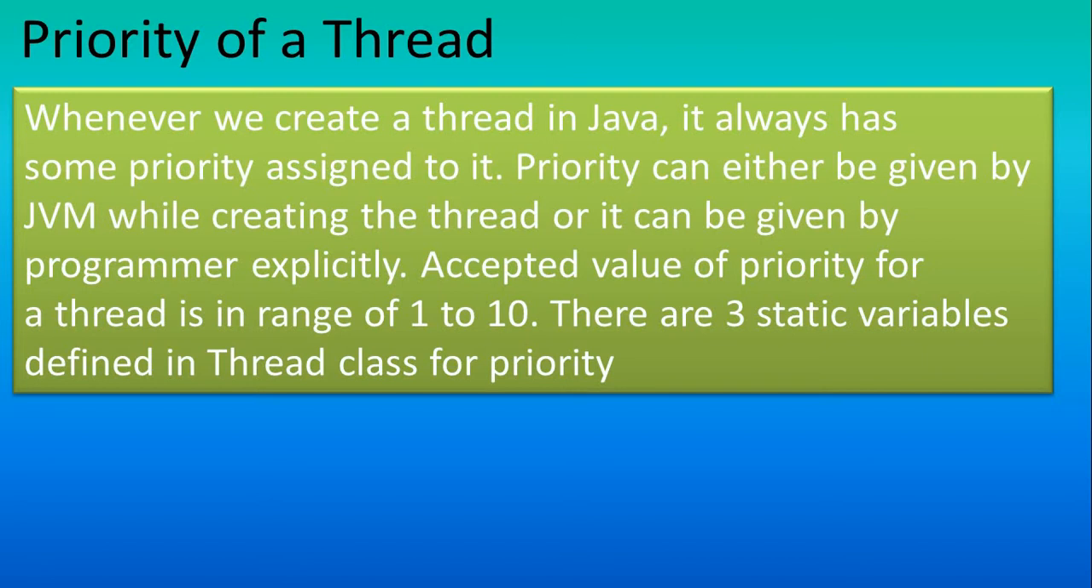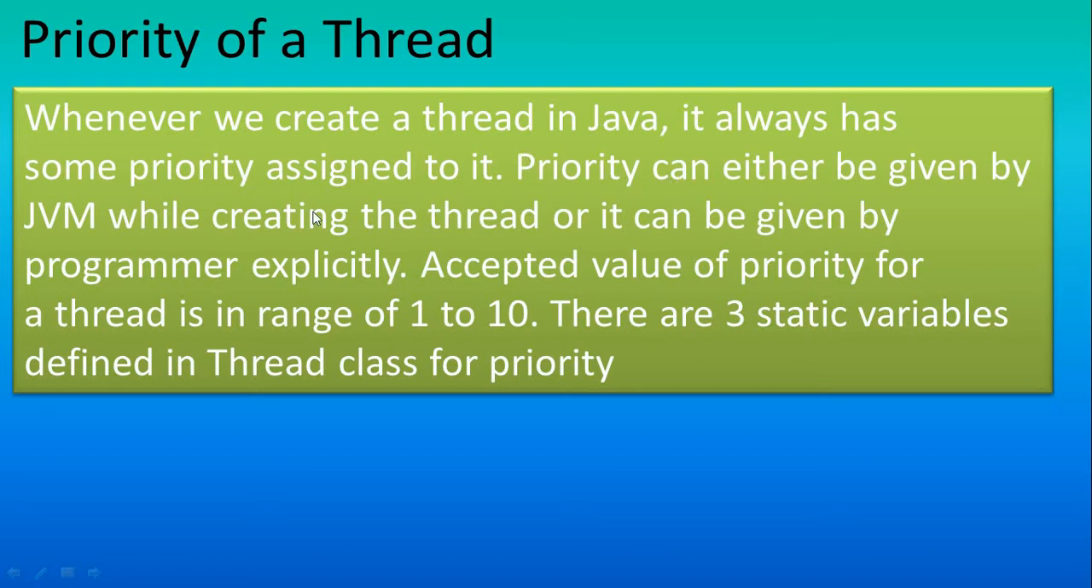In this tutorial we will see how you can set the priority for the thread, because if you don't set the priority, then they will run simultaneously and the execution depends on the Java virtual machine. Whenever we create a thread in Java, it always has some priority. You can consider it has normal priority assigned to it.